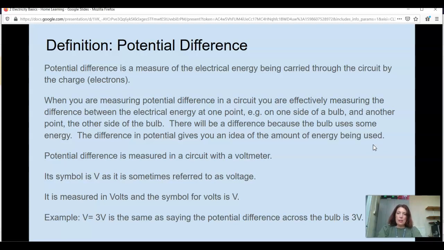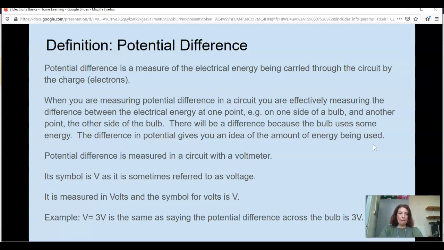So potential difference is measured in a circuit with a voltmeter. Its symbol is capital V, and it's sometimes referred to as voltage. It's measured in volts, and the symbol for volts is V. So a little bit easier to understand than current because both of the symbols are capital V. If you're thinking about literacy and how you're going to say it, if you saw written down V equals 3V, that's exactly the same as saying the potential difference across the bulb is 3 volts.